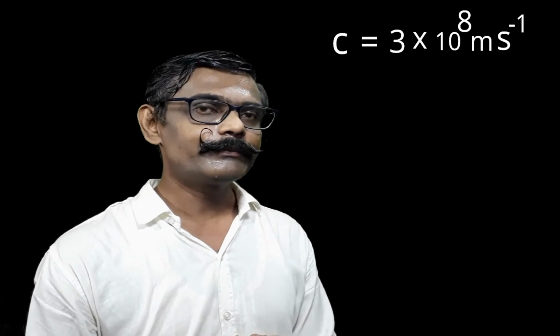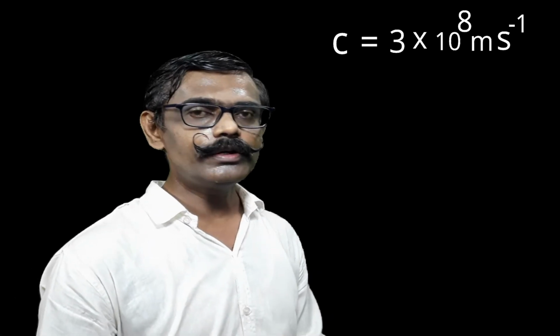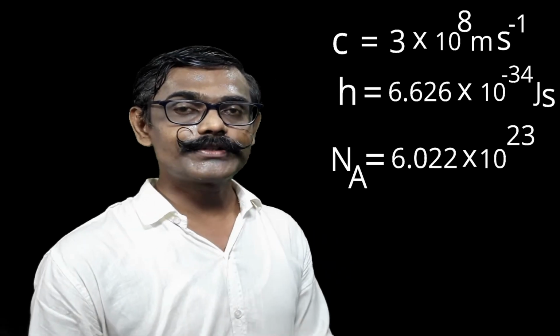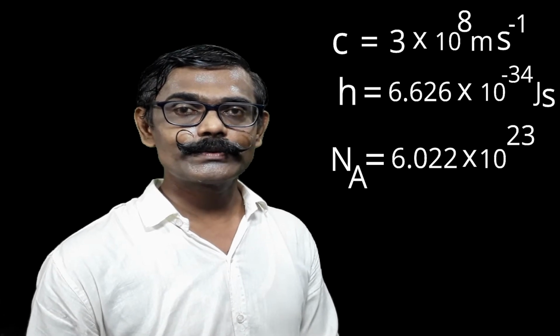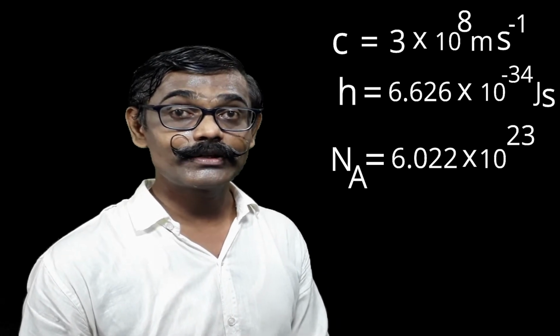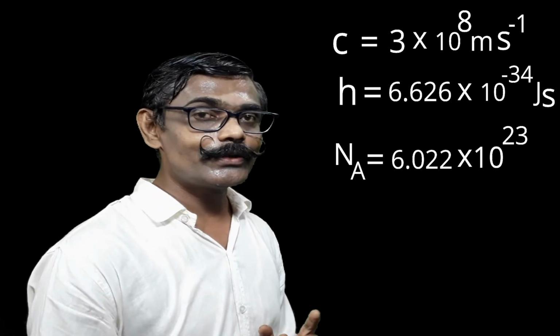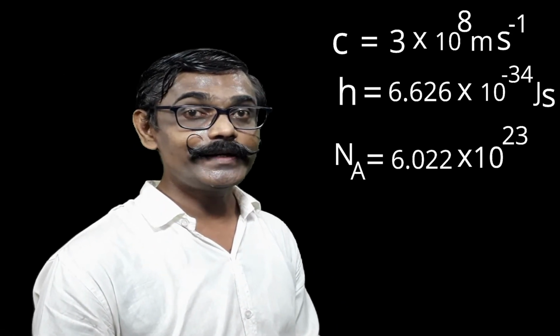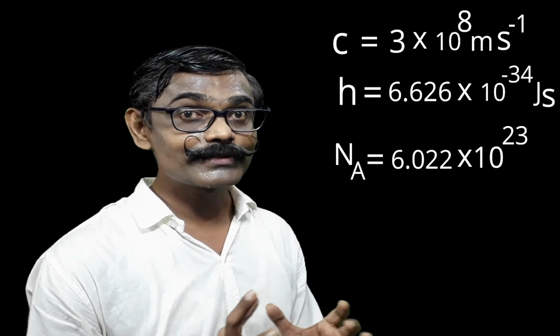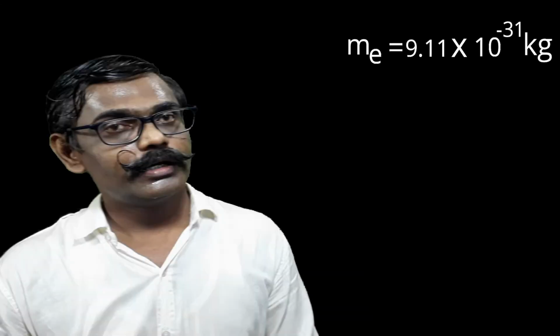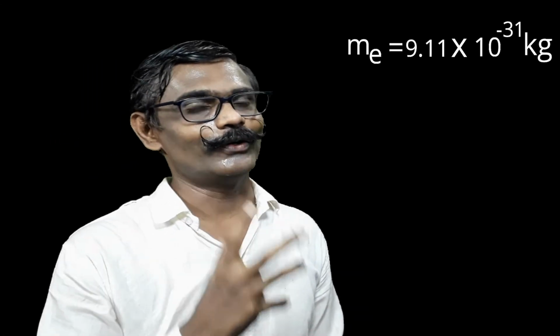Okay, fine. Now let us see the constants. What is the velocity of light? Small c is equal to 3 into 10 raised to 8 meter per second. What is Planck's constant? h is equal to 6.626 into 10 raised to minus 34 joule second. What is Avogadro's number? 6.022 into 10 raised to 23, that much number in how much quantity? Per mole, mole inverse.